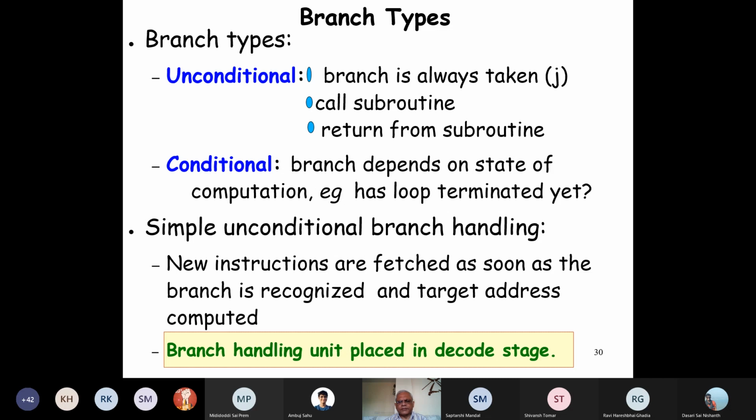But there is a problem, there is a catch here. The catch is that even though we know that these are unconditional branches and they will go on the target path, what is the target address? That is not known. So that is a problem we need to address: even though the branch outcome is known, the target is not known.